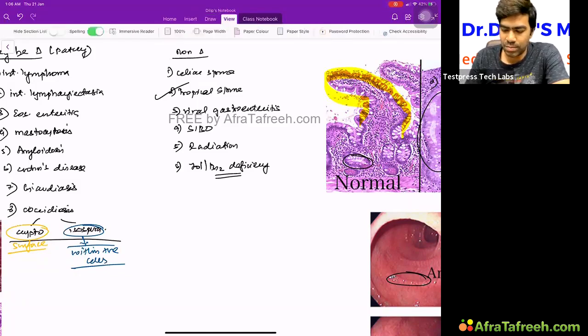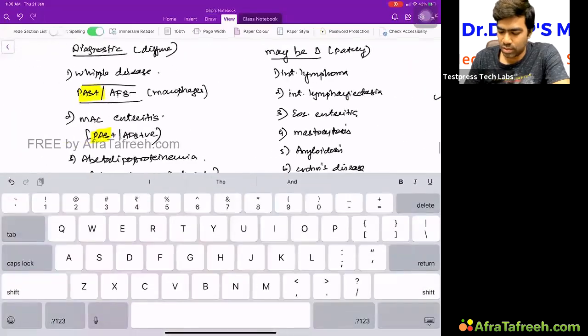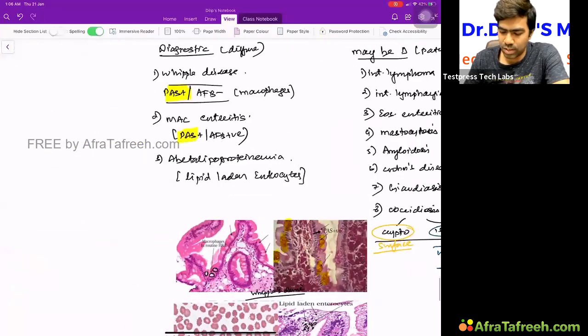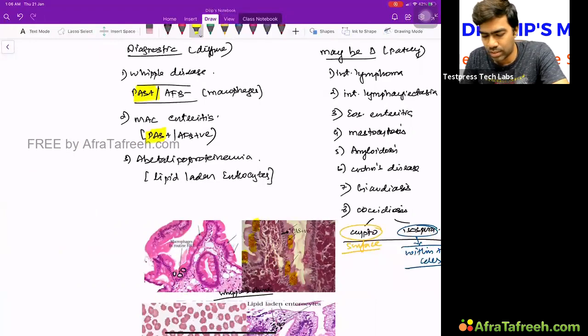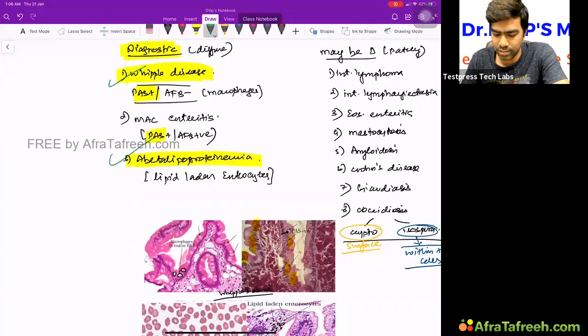So most of the time, what will be your exam question? This is going to be your exam question most of the time. Where the endoscopy is diagnostic, that is where they ask. And the most important things they will be asking are Whipple's disease and abetalipoproteinemia. These are the two things that they have regularly asked in the previous exams. Like in 2015-16, there would be one question on this for sure. But in 2018 onwards, they didn't ask much, but still it's worth knowing.